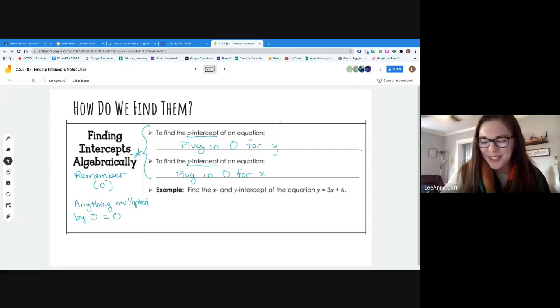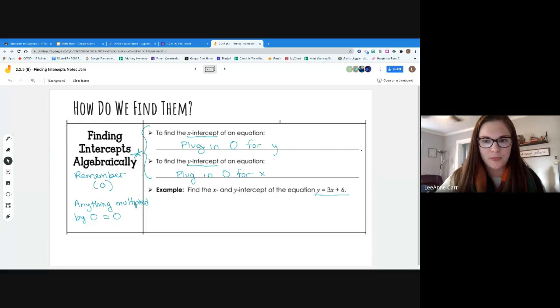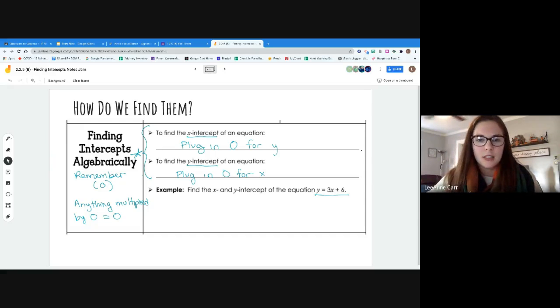All right, so our first example, we have y equals 3x plus 6 as our equation. And we want to find the x-intercept and the y-intercept. Okay, now just by looking at this equation, can anybody tell me what the y-intercept is? Just by looking at it. Think about our prior knowledge.